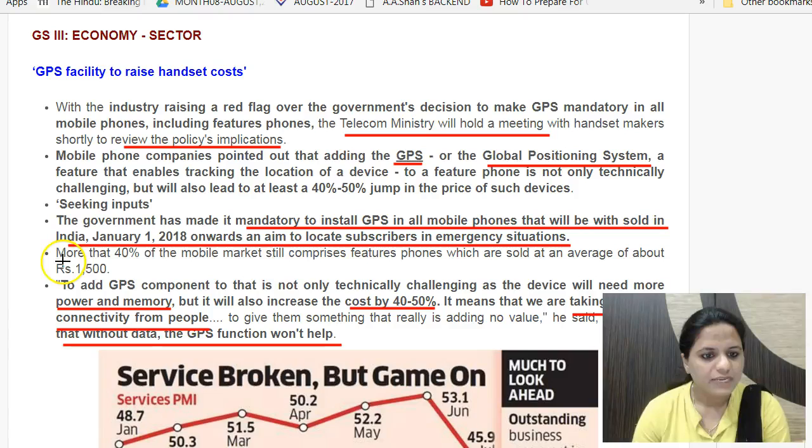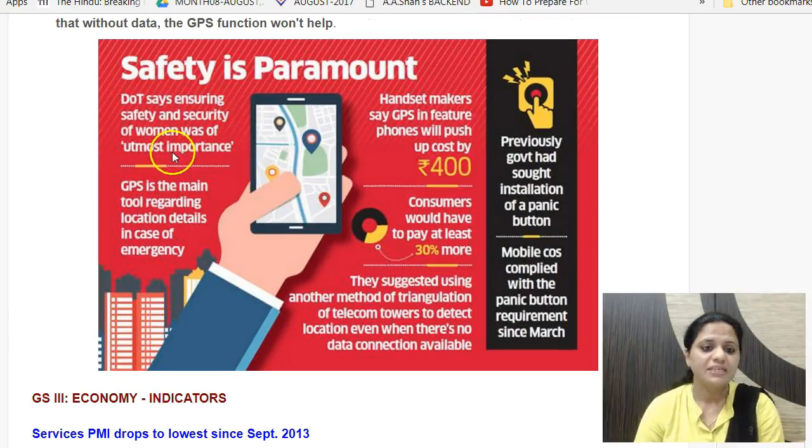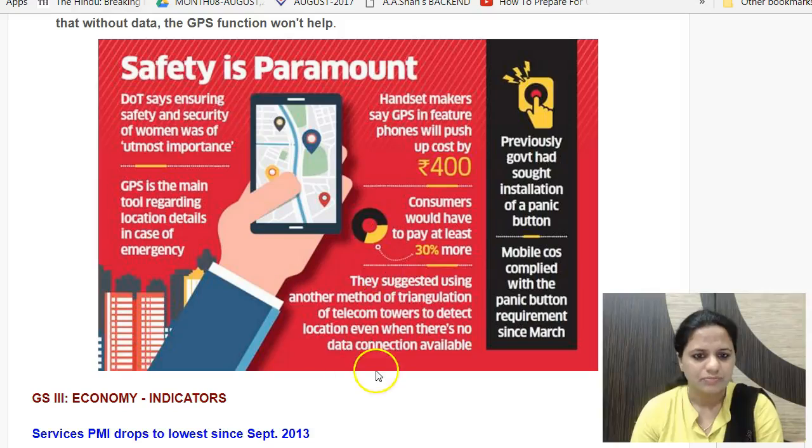You can see that more than 40% of the mobile market presently is simple feature phones, simple phones with an average cost of around rupees 1,500 in India. Considering that safety and security of women is of utmost importance, the Department of Telecom has come up with this mandatory provision that GPS should be there in all mobile handsets. But if data is not available in that handset, then GPS is not of any use. The manufacturers also say it will push up the cost, making mobile phones costlier for many and putting them out of telecom connectivity. These are the concerns being raised.